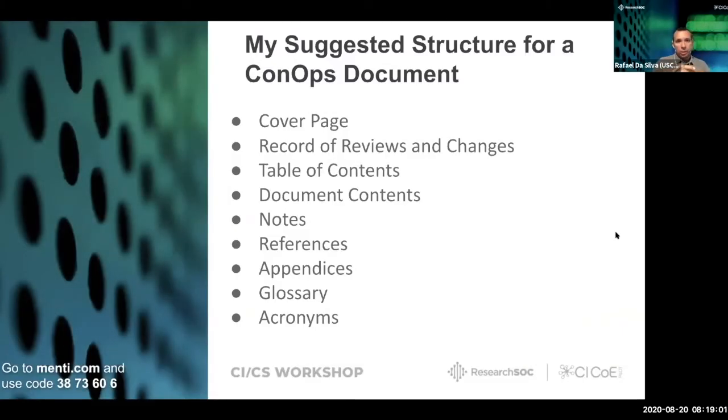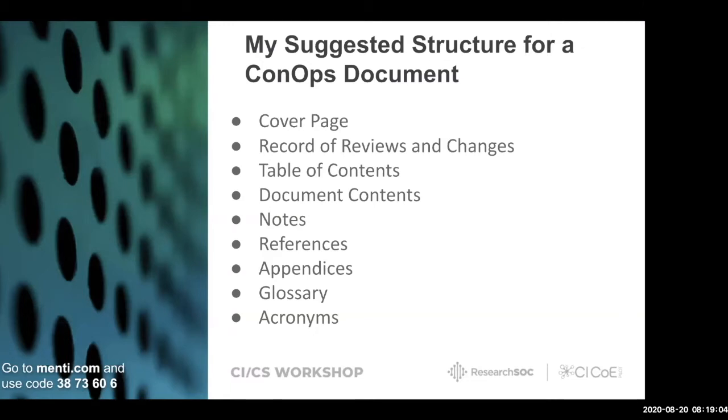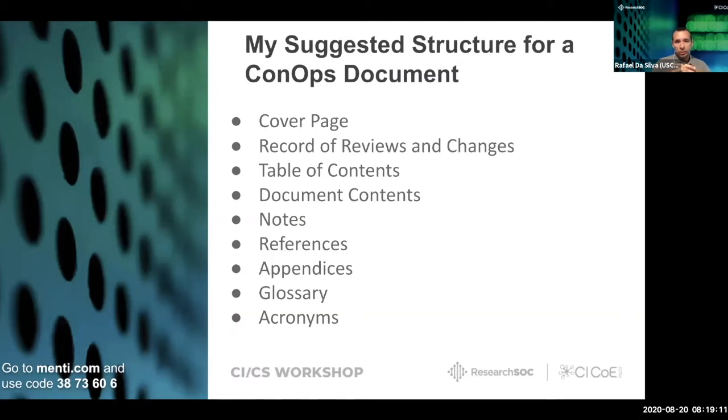So here is just a suggestion of a structure for a ConOps document at a high level. You would have a cover page, and records of reviews and changes. As I said before, since this is a living document, it's very important to keep track of what kind of changes happen. The table of contents, the document contents, which I go into more detail on in the next slides. Some notes, references if you have them, and appendices, where you put all the detailed information that might not be relevant to all stakeholders, but to some of them. The glossary helps the users understand terms that are in your own system, in your ConOps document, and some related acronyms. There could be some jargon to help the user.